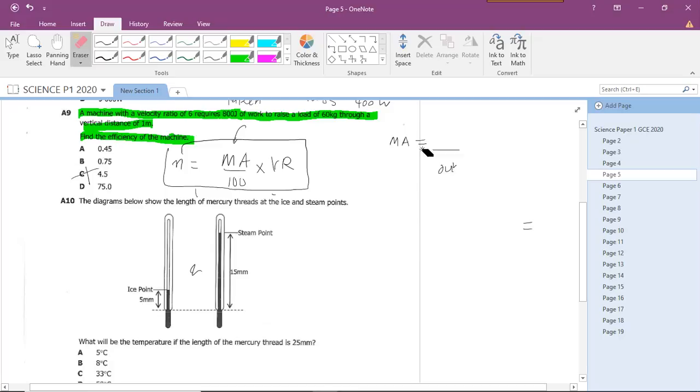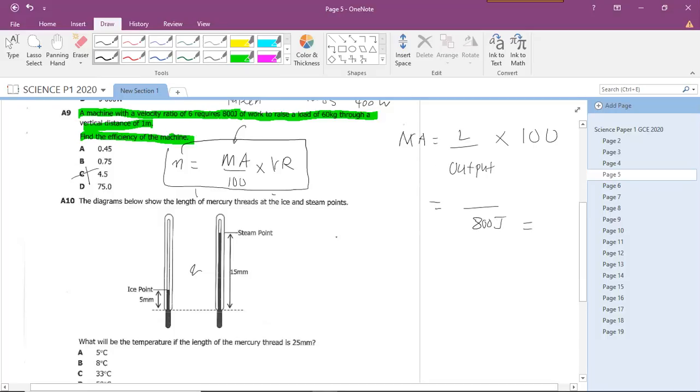So the formula that we are supposed to use for mechanical advantage is load over the output energy multiplied by 100. So this is the formula that we have to use. Our output energy is 800 joules. Remember, mechanical advantage is a ratio. Since mechanical advantage is a ratio, we have to have the same units.